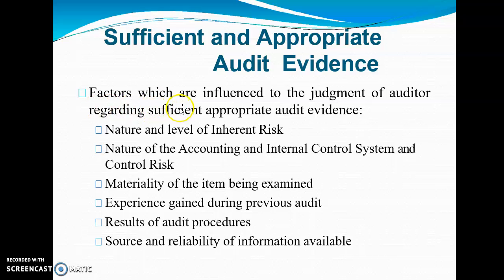Factors which influence the judgment of the auditor regarding sufficient appropriate audit evidence are the nature and level of inherent risk. So all of these factors you have to take in, as they influence the judgment of the auditor. Okay, so inherent risk is the possibility that the auditor cannot detect the audit risk, or the internal control of the client. And the nature of the accounting and internal control system and control risk.